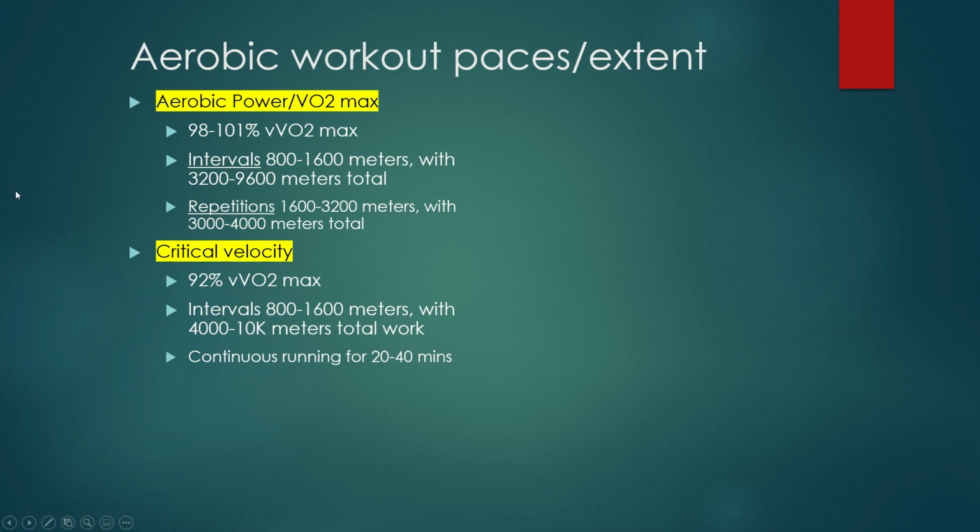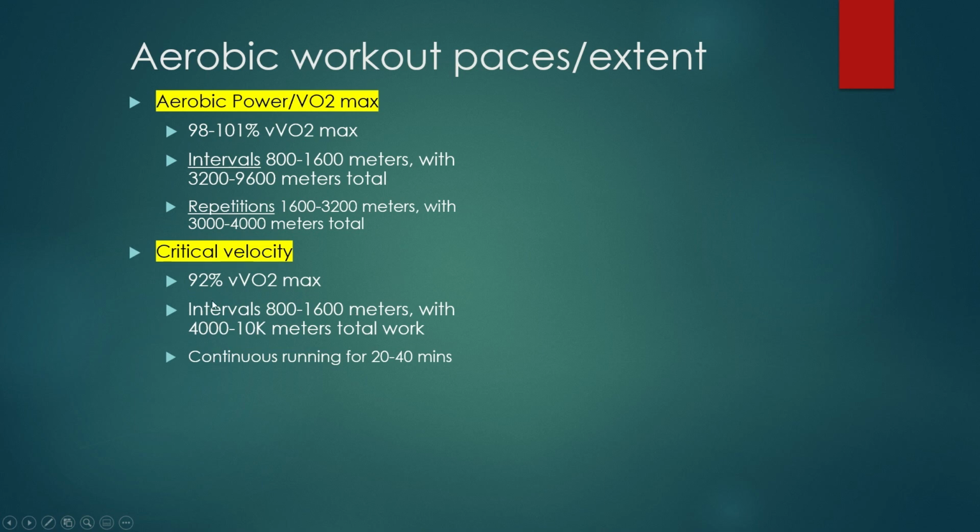And then you've also got critical velocity. As we said, it's about 92% VVO2 max, based on that 100% VO2 max. Sometimes it's extended out to like 90 to 92%. Again, this is your 10K pace, so that's why it's set at 92%. And you would typically do these in two different ways. Intervals, again, very similar to what you would do with aerobic power. You would typically give less time off.